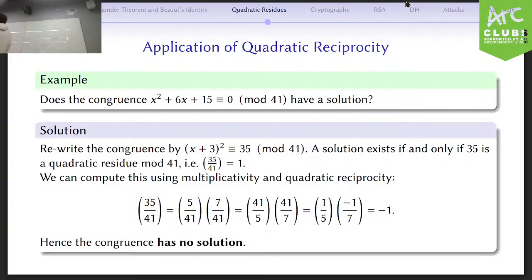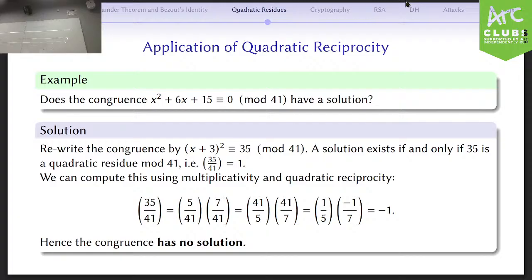Remember, first things first, we have our multiplicativity. We can split 35 into 5 and 7. So this is equal to, I'll write the whole thing, 5 on 41 times 7 on 41. And from there, if you remember, 5 and 7 on 41 are both odd primes.